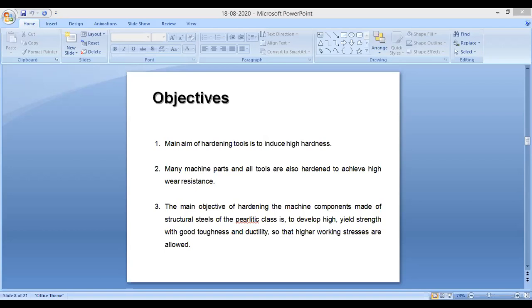So tempering is another type of heat treatment process where the component is heated below its recrystallization temperature after hardening.